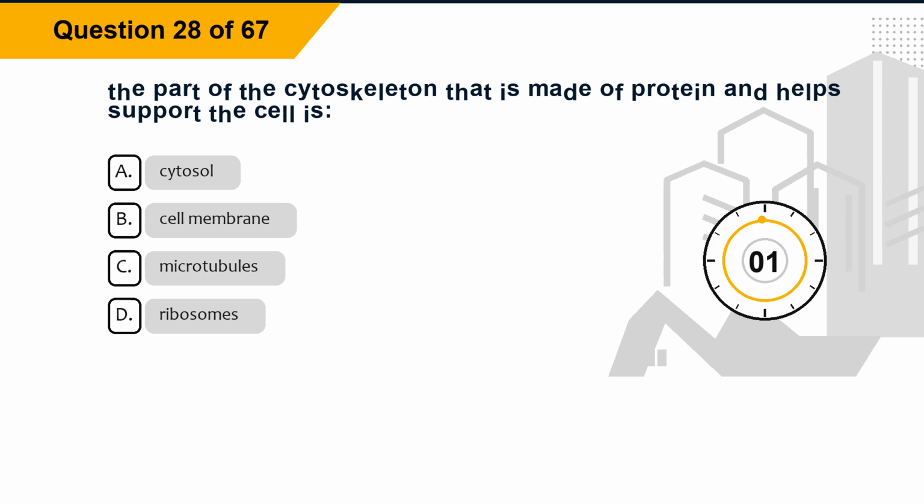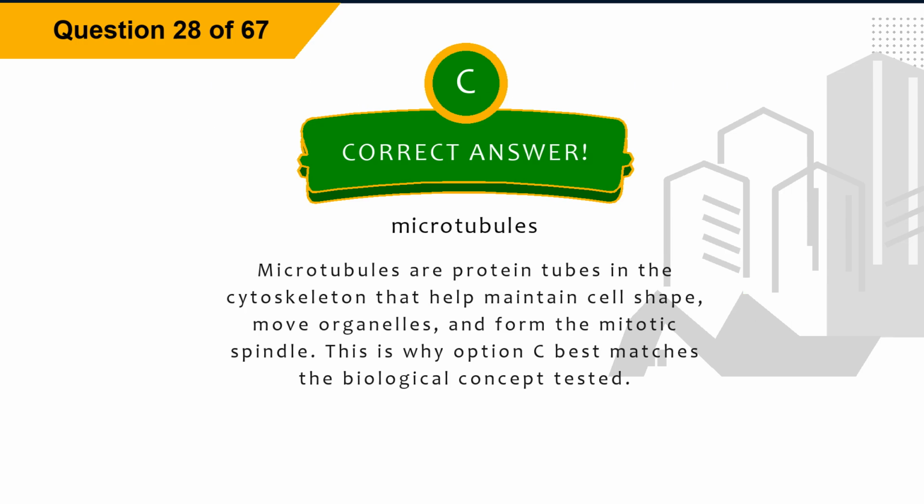The correct answer is option C, microtubules. Explanation. Microtubules are protein tubes in the cytoskeleton that help maintain cell shape, move organelles, and form the mitotic spindle. This is why option C best matches the biological concept tested.